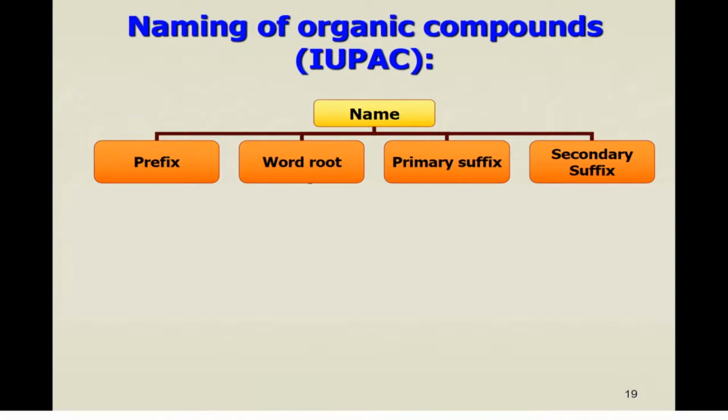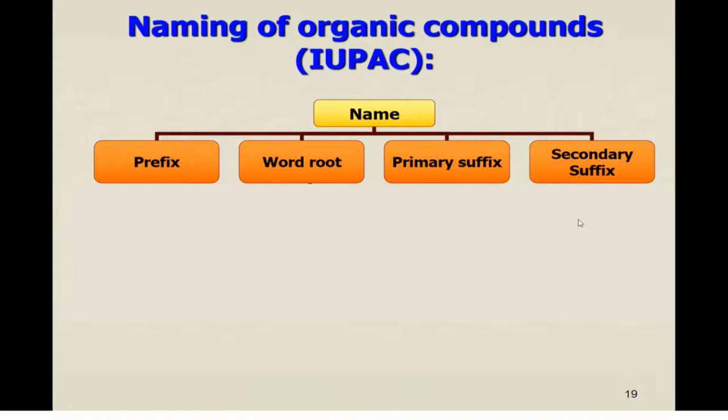So the name of any organic compound consists of at least two parts. It's a word root and a primary suffix. These two are present always, no matter what compound we're going to name. Prefixes are present only if substituents are present, and a secondary suffix only if a functional group is.